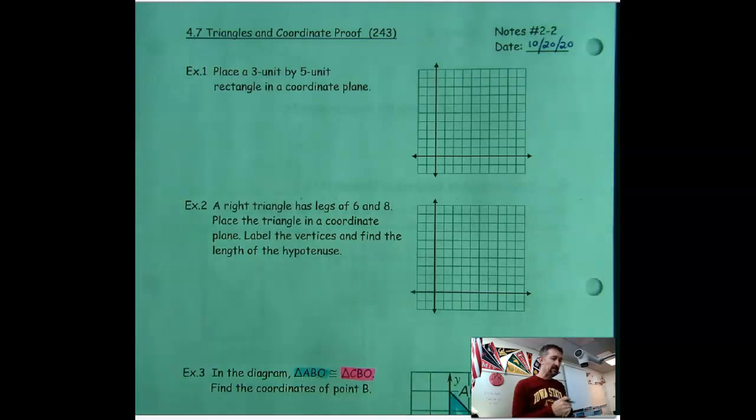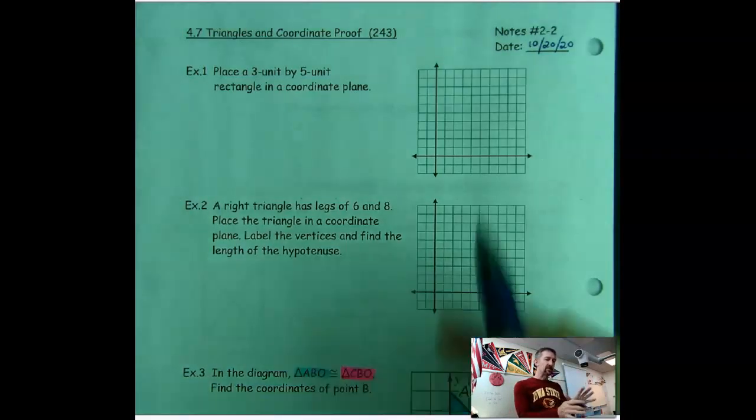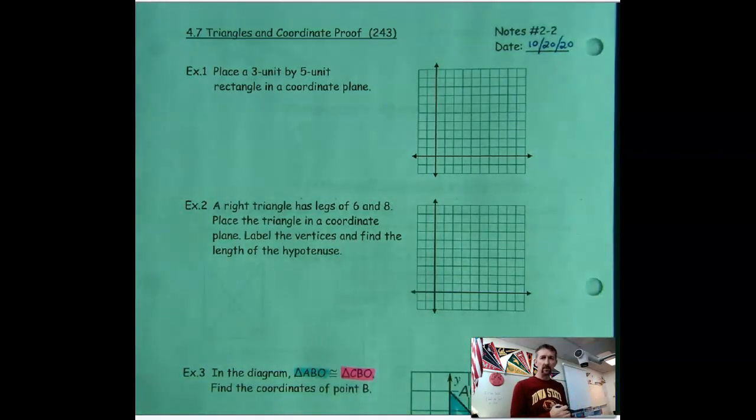Anyway, so we're at our last lesson of chapter 4. We're moving right along through these chapters, and today's lesson is triangles and coordinate proof. So looking at triangles in the coordinate plane. And actually, we're going to practice, this first thing's not a triangle, but it says place a 3x5 rectangle in the coordinate plane. So don't just go put it anywhere you want.